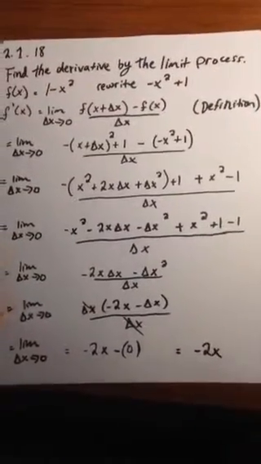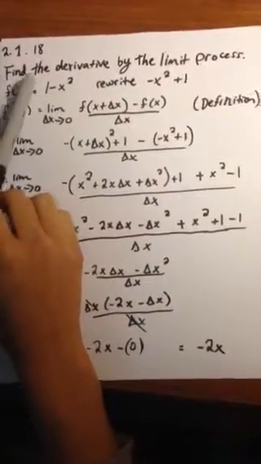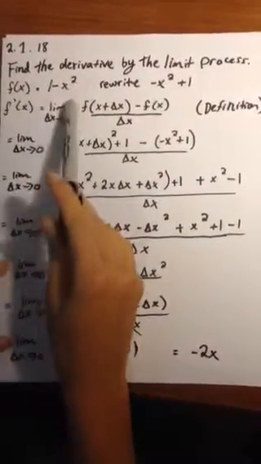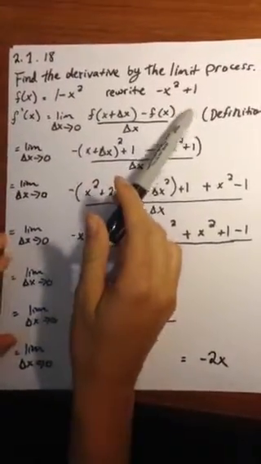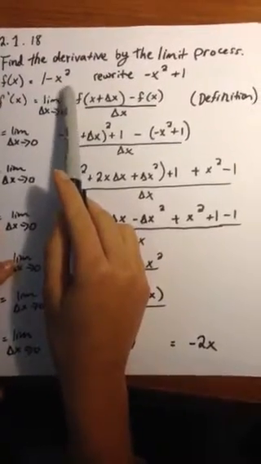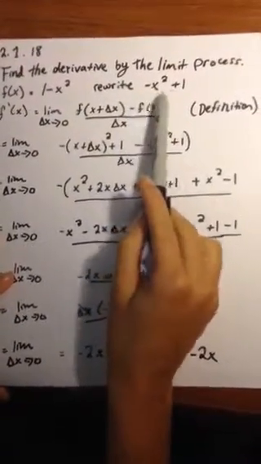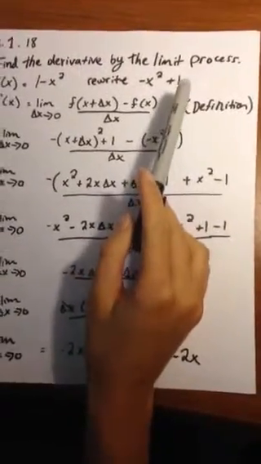Okay, so the problem that I chose was from Chapter 2, Section 1, problem number 18. And it asked you to find the derivative using the limit process, or the definition. And so the function that they gave you was 1 minus x squared. I just rewrote it as negative x squared plus 1, just because I like the larger term out in front.